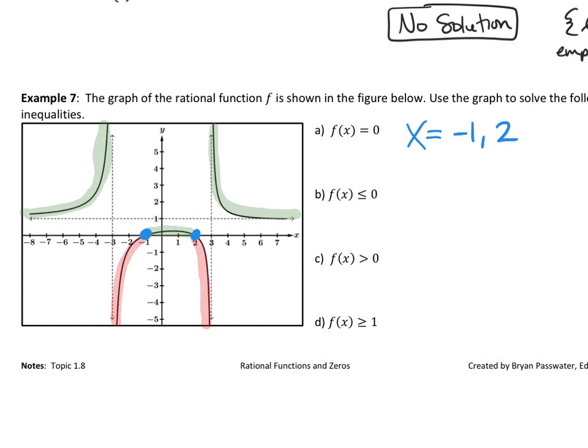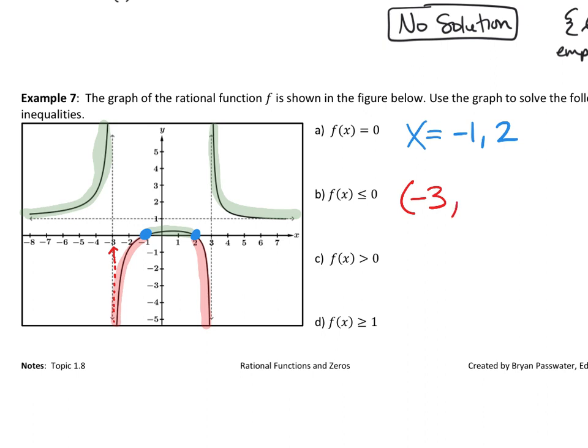For B, it says, where is f of x less than or equal to 0? The color I used for less than is red. The color I used for equal to is blue. So we need to answer with the intervals that are less than or equal to 0. Where does that red part start? What x value does the red part start at? -3. So at -3, we begin to be less than the x-axis, or less than 0.